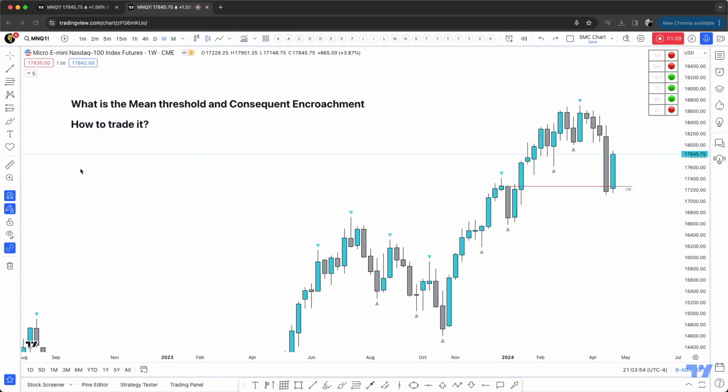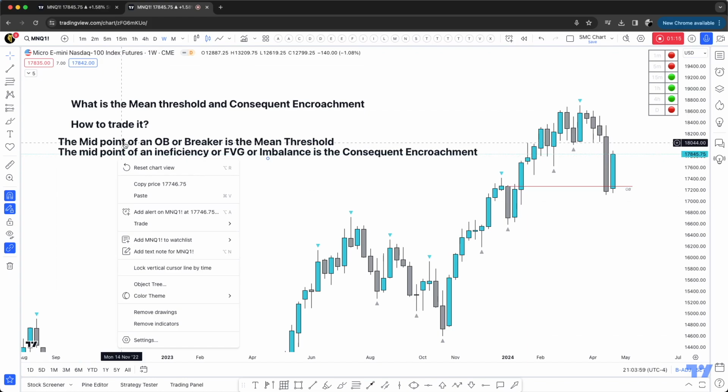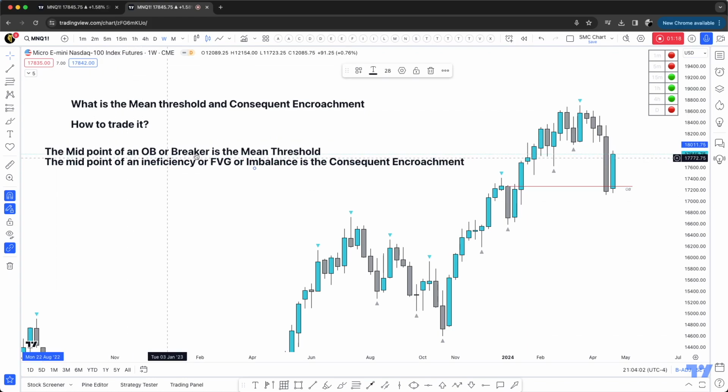There you go. So basically, a mean threshold and consequent encroachment just basically is the midpoint of an order block or a breaker block is the mean threshold. It's just the actual midpoint of an order block or a breaker block. Okay, that's the mean threshold. And the midpoint of an inefficiency, fair value gap or imbalance, it's all the same. You see, you have three words in one single thing, right? Inefficiency, fair value gap, imbalance, it's all the same thing. It should be just one word, but it has three words, so it makes it more confusing, more overwhelming. So anyways, the midpoint of a fair value gap is the consequent encroachment.